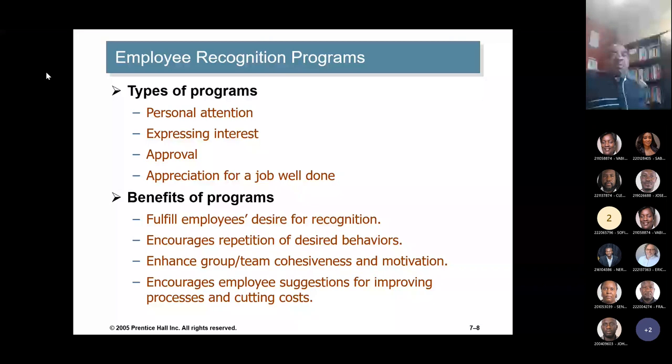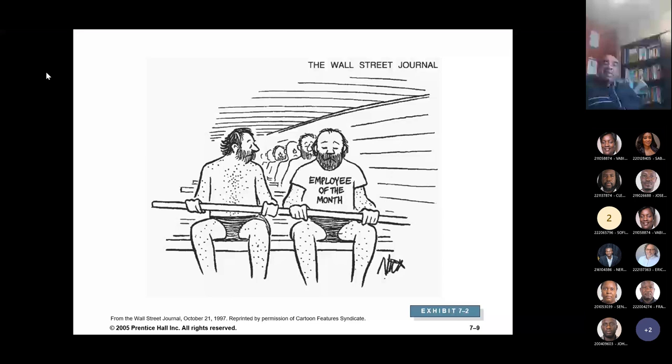To progress, you can see a picture from the Wall Street Journal, where among the employees, one is wearing a T-shirt that says Employee of the Month. We see organizations encouraging people through that means. In some organizations, there could be some perks that follow that T-shirt. If you look at every other person there, they are not wearing the shirt.